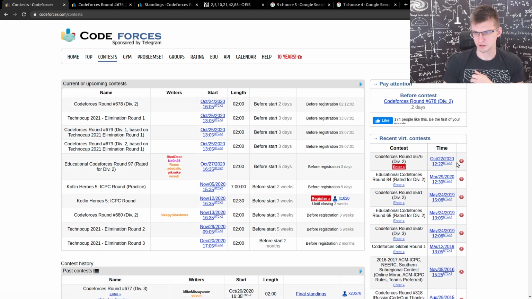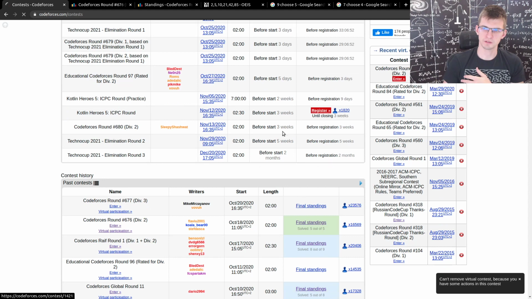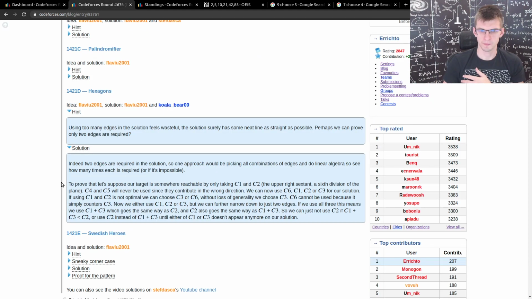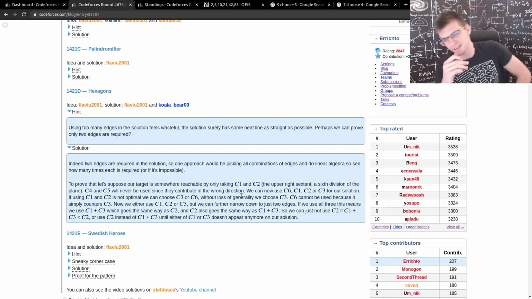Contests. I think this. Can't remove virtual contest because you have some actions in this contest. Maybe not. By taking this, C4 and C5 will never be used since they contribute in the wrong direction. I don't feel convinced. Oh, they are exactly on the opposite side. So if we are using those, okay, fine. We can now use those.